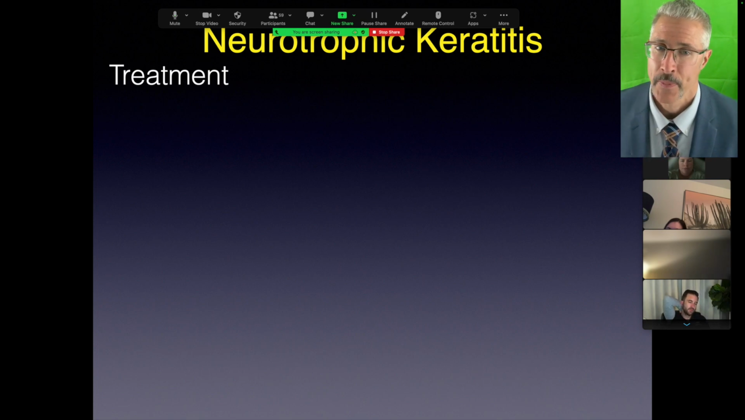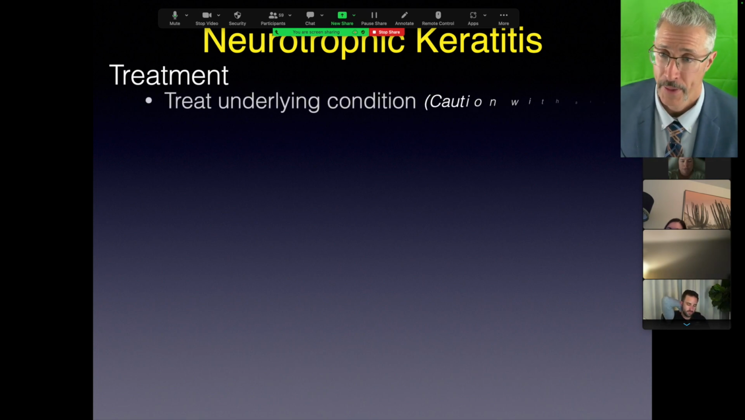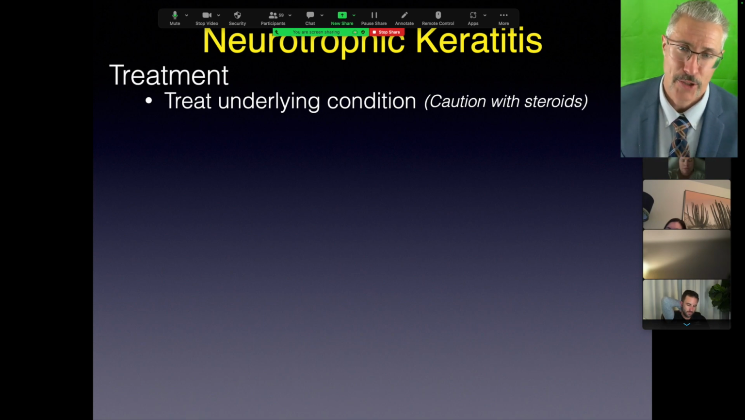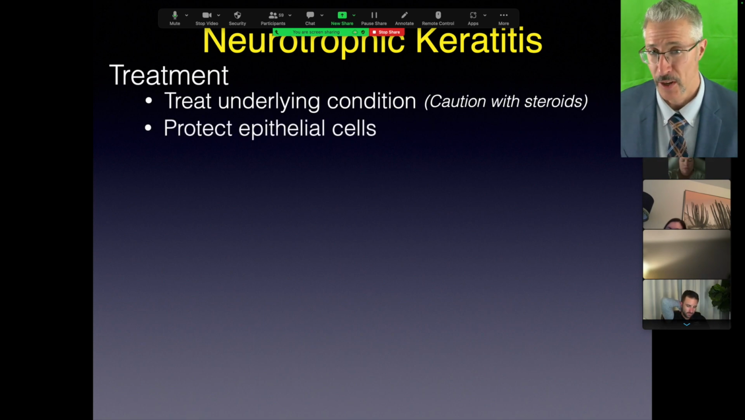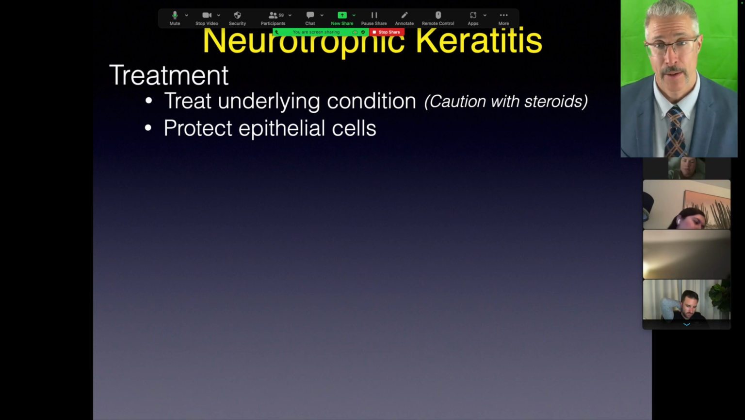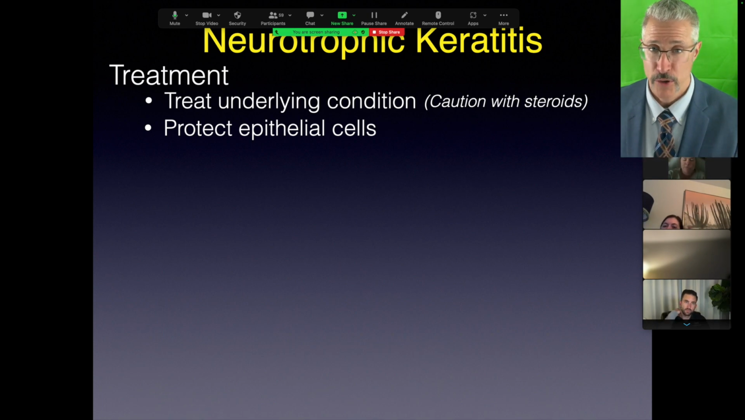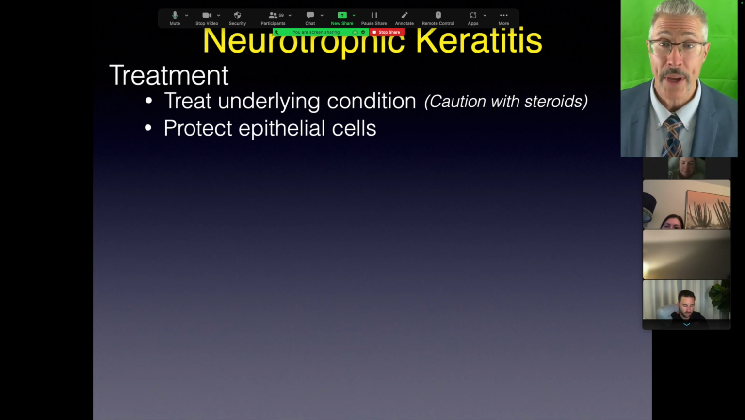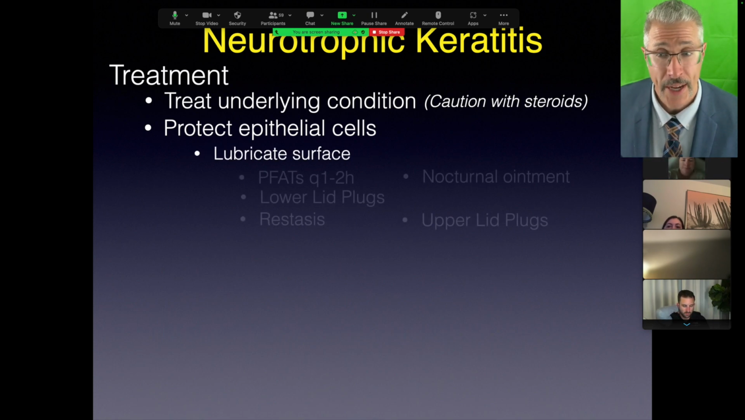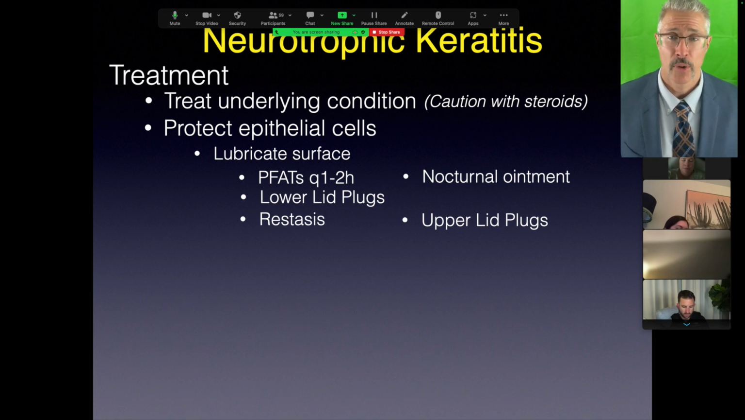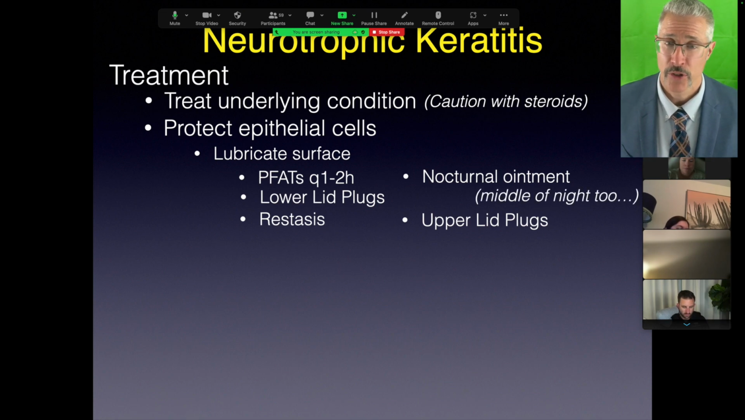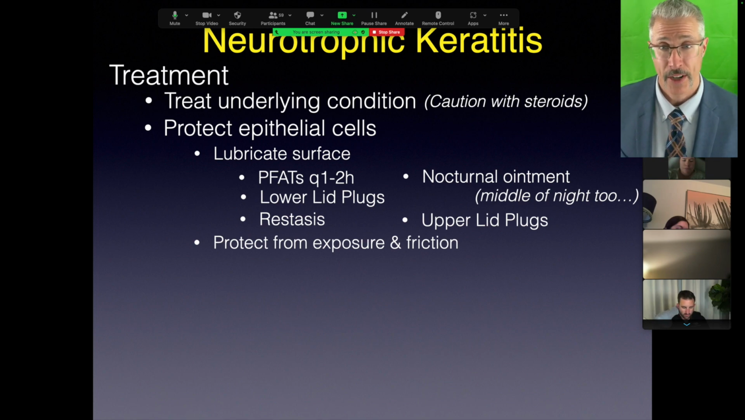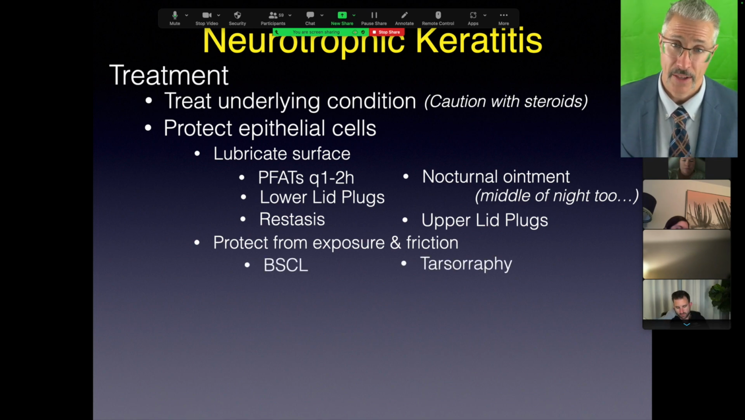The treatment, as we alluded, is to treat any underlying condition, of course, but you want to protect these cells, baby them, because you're asking them to journey longer than they usually do. They're usually replaced weekly. They might not be replaced for 3 whole weeks at this rate. So lubricate the surface, all those types of ointment and lubricating treatments. You want to protect them from exposure and friction. So that's going to be the contact. No more friction from the blinking.